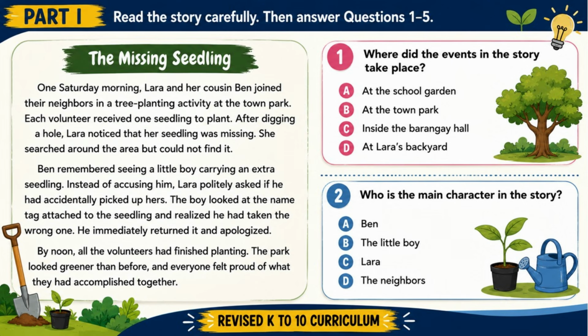Number 1. Where did the events in the story take place? A. At the school garden. B. At the town park. C. Inside the barangay hall. D. At Lara's backyard. Number 2. Who is the main character in the story? A. Ben. B. The little boy. C. Lara. D. The neighbors.